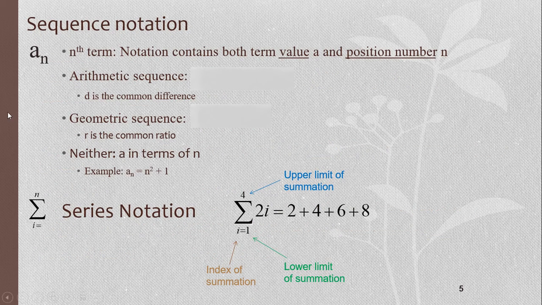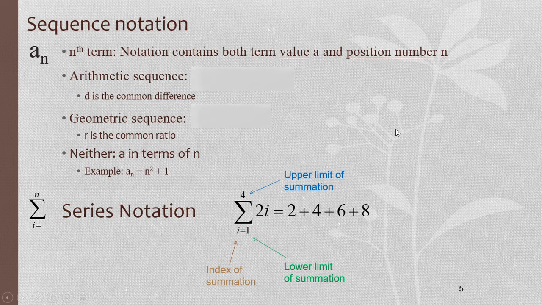So, some notation that we have to get used to. I'm going to call this a sub n. That means the nth term in my sequence. So a sub 1 would be the first term. A sub 10 would be the 10th term. So it has a term value a and a position number n.